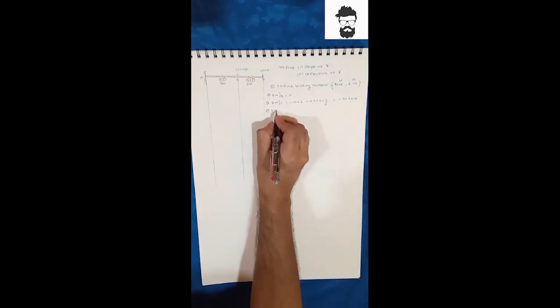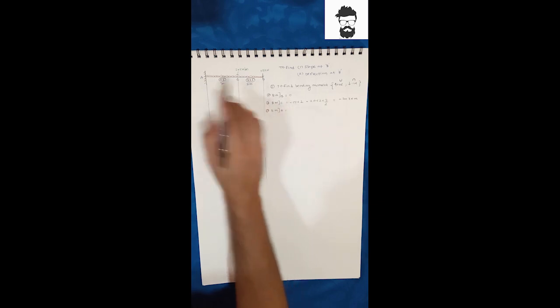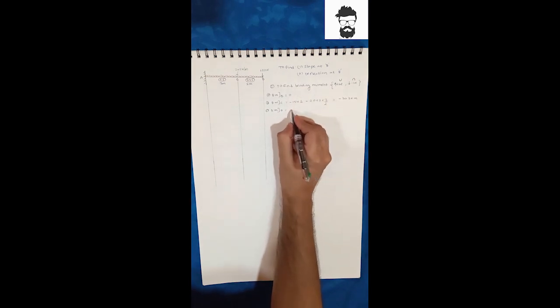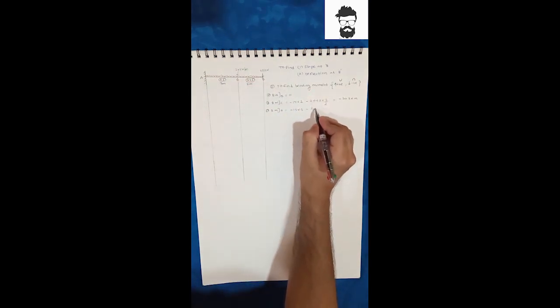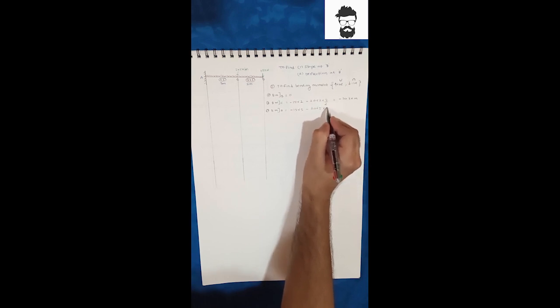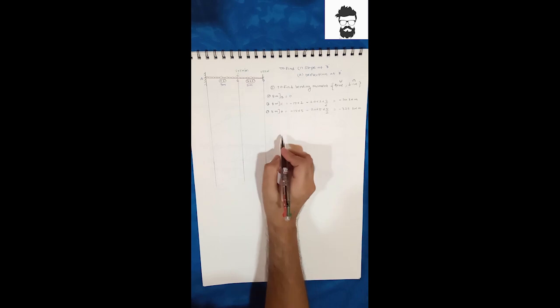Next we'll find bending moment at A. So bending moment at A is 15 into 5, 15 is downward, so minus 15 into 5, and for UDL minus 20 into 5 into 5 by 2, so this becomes minus 325 kilonewton meter. So this was our first step.